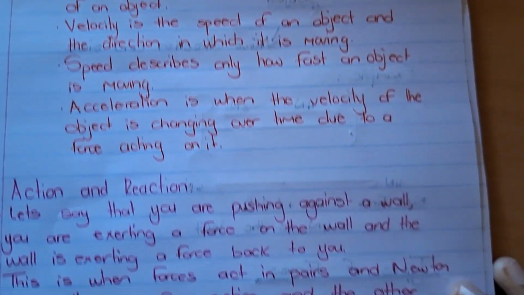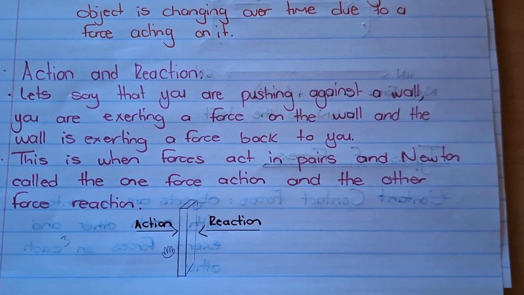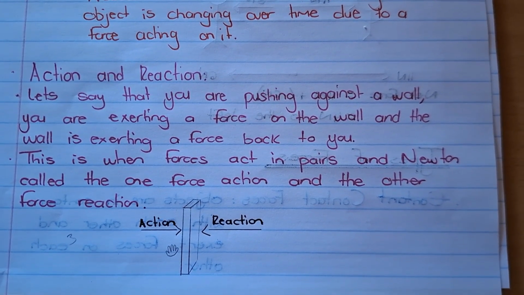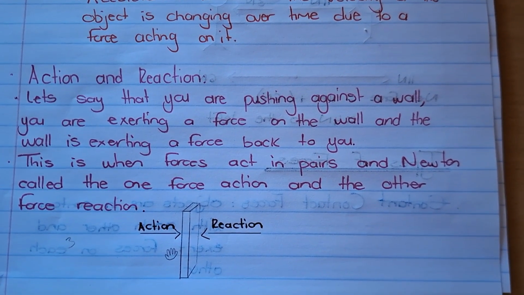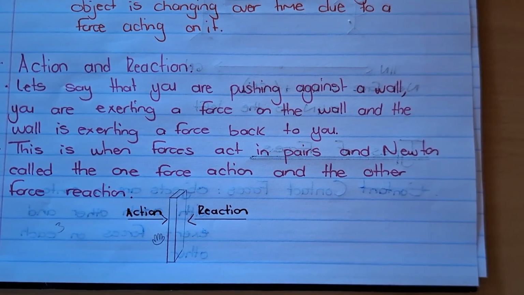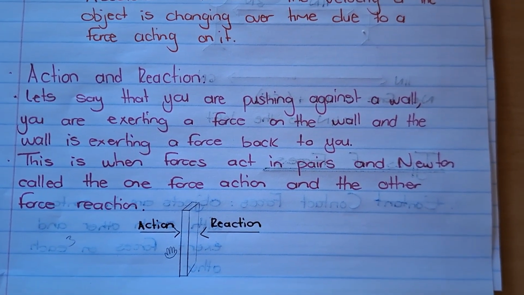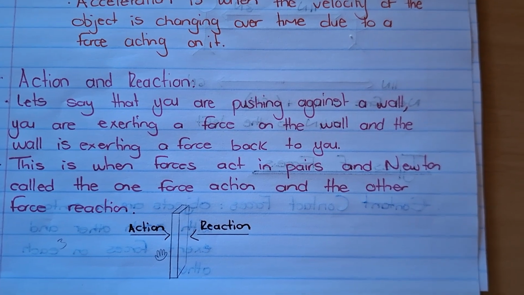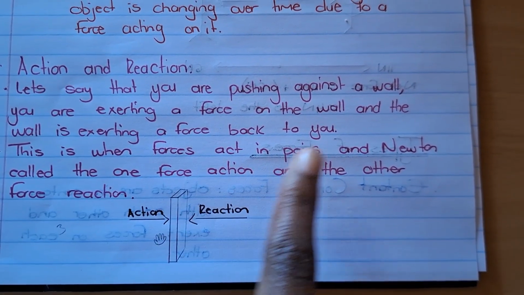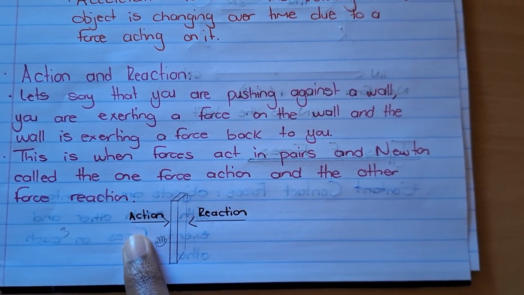Okay, now we can move on to action and reaction. Let's say that you are pushing against a wall and you're exerting a force on the wall, and the wall is exerting a force back on you. Let's say it's after break and you are lining up at your teacher's classroom, leaning against the wall. You're exerting a force on the wall, and since the wall is not falling over, it's exerting an equal but opposite force back onto you. This is when forces act in pairs, and Newton called the one force action and the other force reaction.